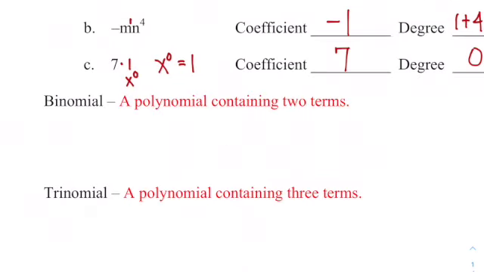Next thing we're going to talk about is the binomial. Now binomial, I want you to think about a bicycle. A bicycle is like two wheels. So a bicycle has 2 wheels, therefore a binomial has 2 terms. So for example, something like 2x plus 5y.